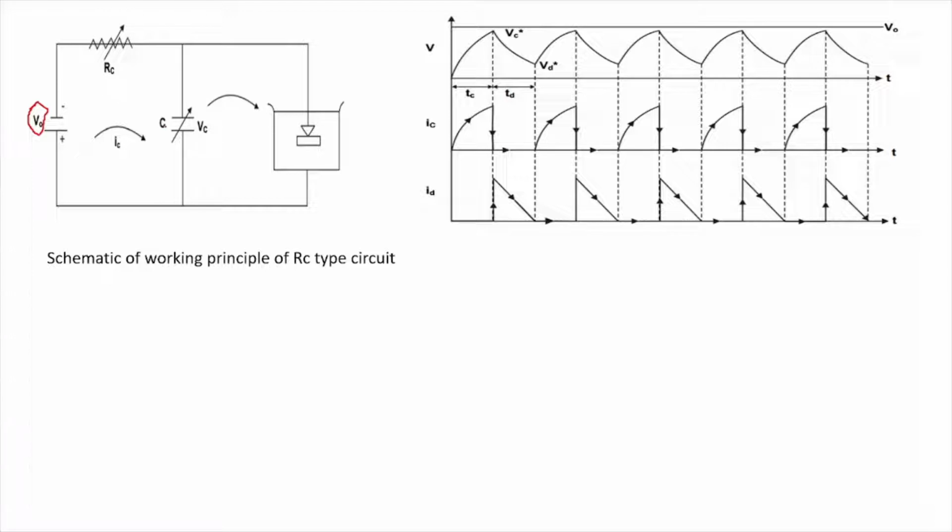The maximum current, that is I0, is achieved at the condition t equals 0; at time equals 0, the current will be maximum, that is I0. We can also derive IC as dV by dt.